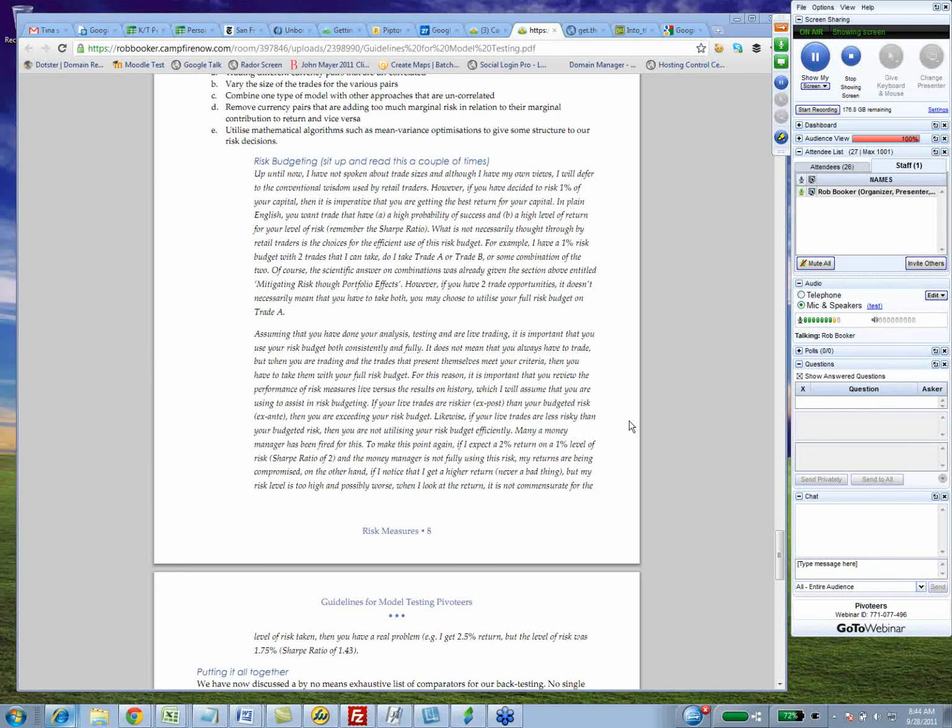To make this point again, if I expect a 2% return on a 1% level of risk, so if you're risking 1% of your account in exchange for a 2% gain, and the money manager is not fully using the risk, my returns are being compromised. And on the other hand, if I notice that I get a higher return, but my risk level is too high and possibly worse, when I look at the return, it's not usually commensurate for the level of risk taken, then you've got a problem. Meaning, if you are suddenly risking more than you used to, and you are achieving slightly better gains, you're in bad territory.